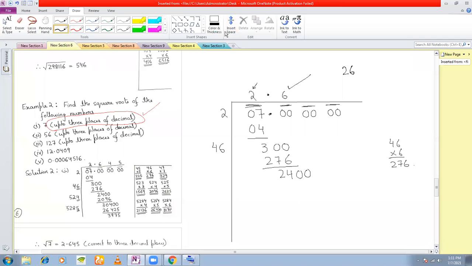Is this part clear to everyone, that you have to ignore the decimal? Ignore the decimal to get 26, and you double 26. What is the double of 26? It is 52. So you write 52 here. Understood? So the decimal point that you get on top, you will have to ignore the decimal.